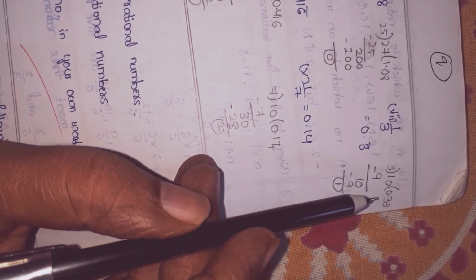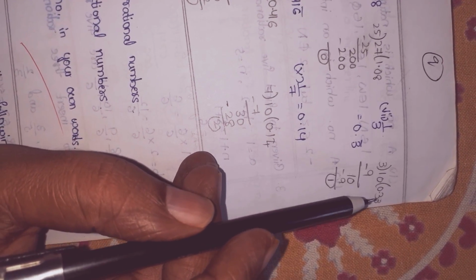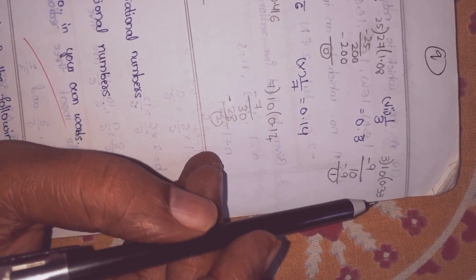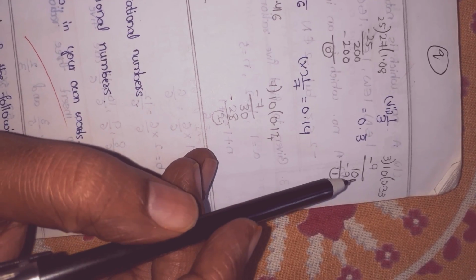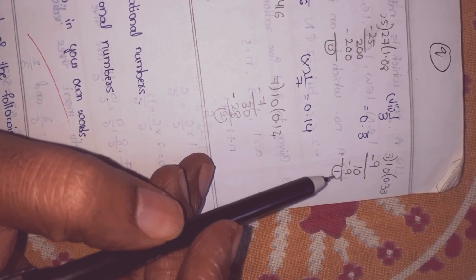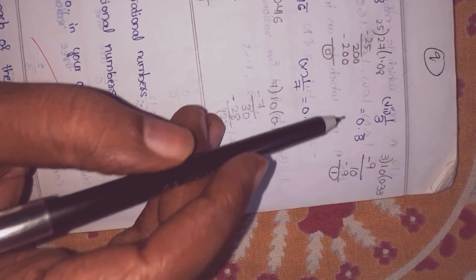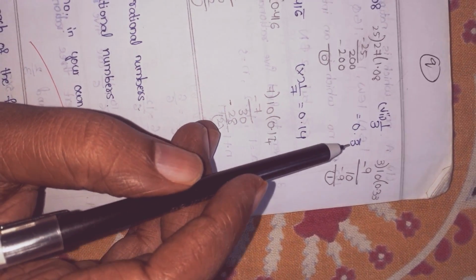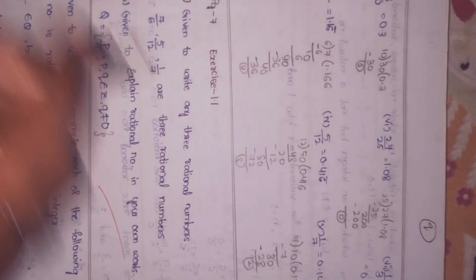Next in this seventh one, children, 1 by 3. So 3, here write 1. Not possible. Keep the point, means it becomes 10. 3 3s are 9, children. 10 minus 9 is 1. Again the point is there, 0. So 10, 3 3s are 9. 10 minus 9 is 1. So the same is repeating. So we can write 0.3 bar.